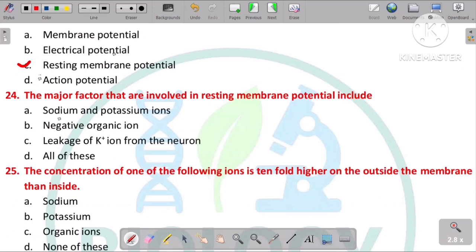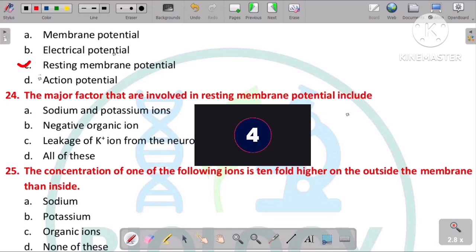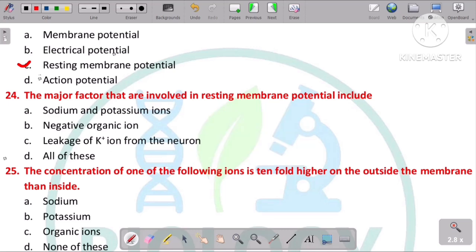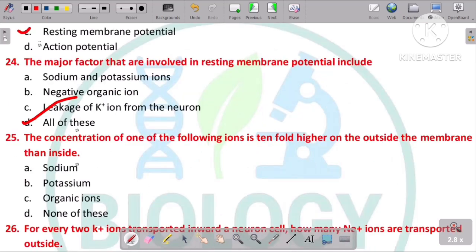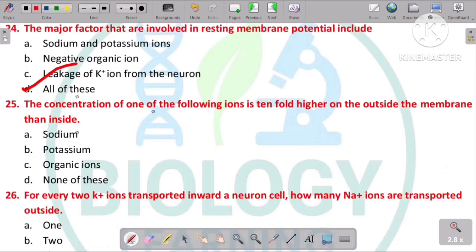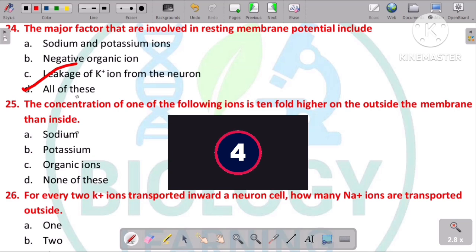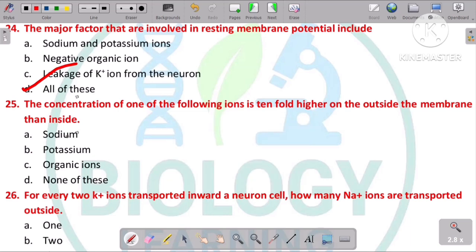So the next question is: the major factors that are involved in resting membrane potential include... So the right answer is option D. So the next question is: the concentration of which one of the following ions is 10-fold higher outside the membrane than inside? So the right answer is option A, sodium.